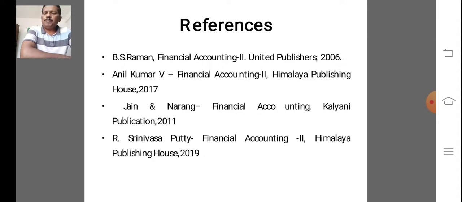In some problems, closing debtors is not given, even opening debtors is not given, and some information is missing, even closing debtors and closing cash at bank are not given. In that case we prepare the accounts accordingly. And finally, if any depreciation or any prepaid expenses are given, that is to be considered carefully.